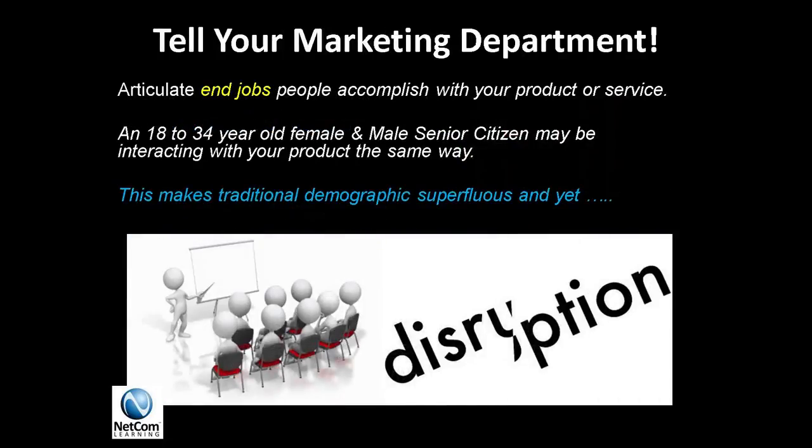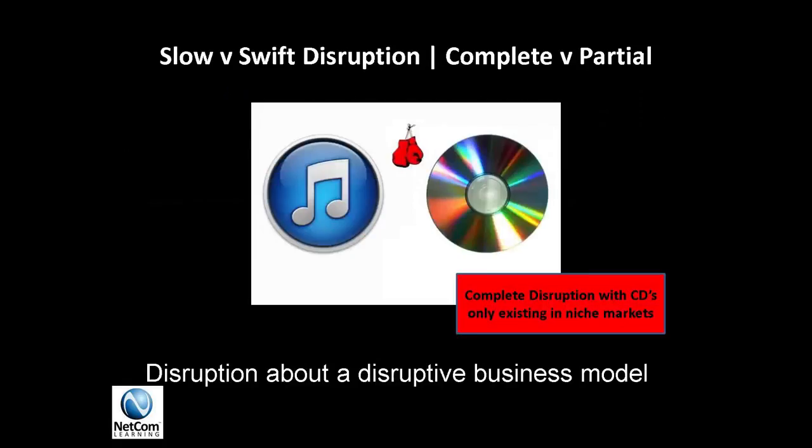So tell your marketing department, let's articulate the end jobs people accomplish with your product or service. So an 18 to 34-year-old female and a male senior citizen may be doing the same exact thing with your product. So under this new marketing demographic, we would put them in the same demographic. So this makes traditional demographics superfluous, and yet they still tend to dominate how people segregate their marketing audience.